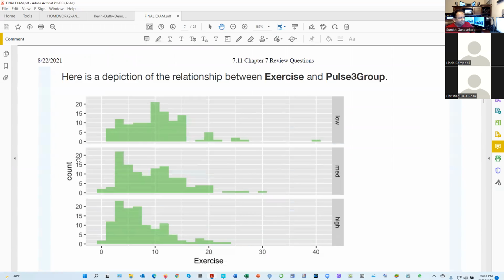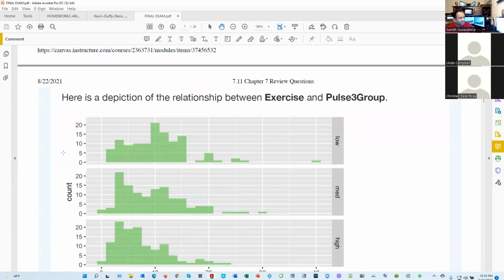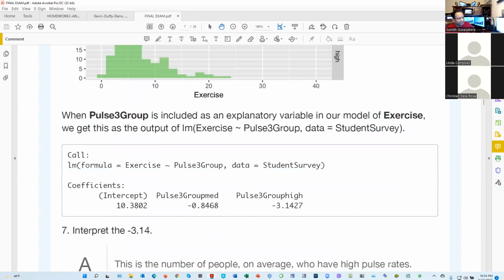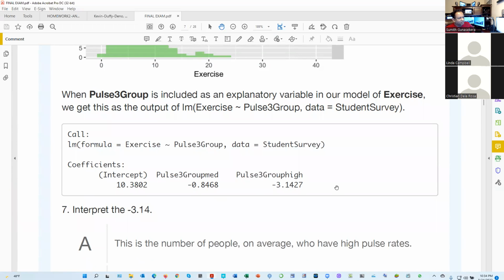Here is a depiction of the relationship between exercise and the pulse 3 groups. It is a graphical representation. When pulse 3 is included as an explanatory variable in our model for exercise, we get this as our output, lm exercise, from the student survey.